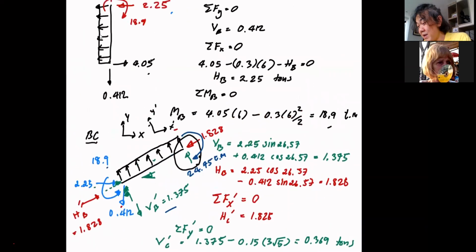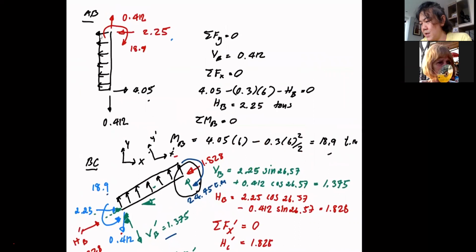be mindful of one thing, because this time your uniform load is not in the direction where you are familiar with. So you have to be true to your free body diagram. Okay.